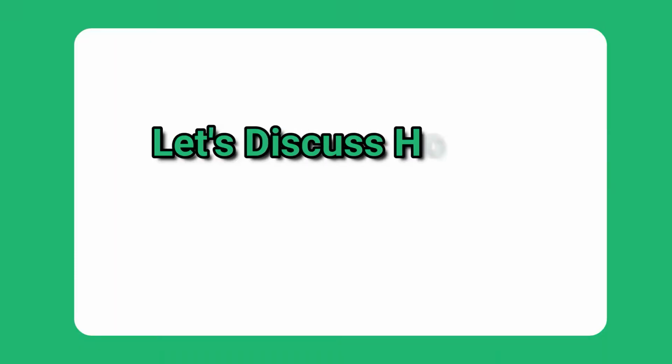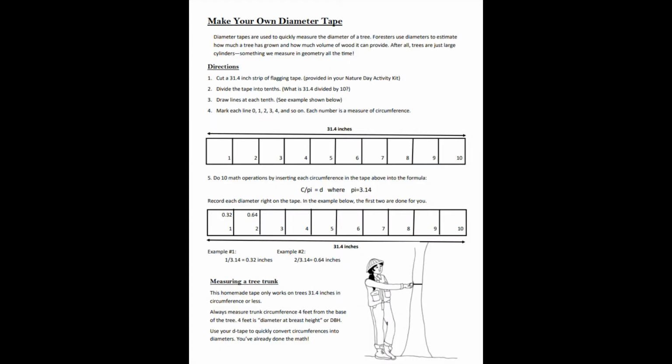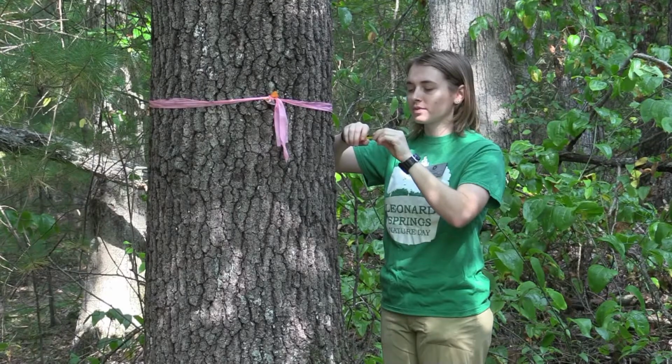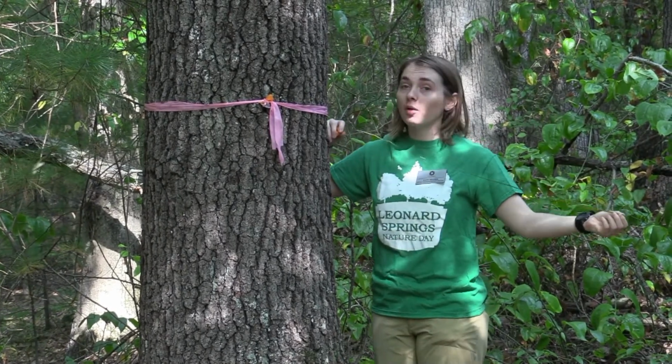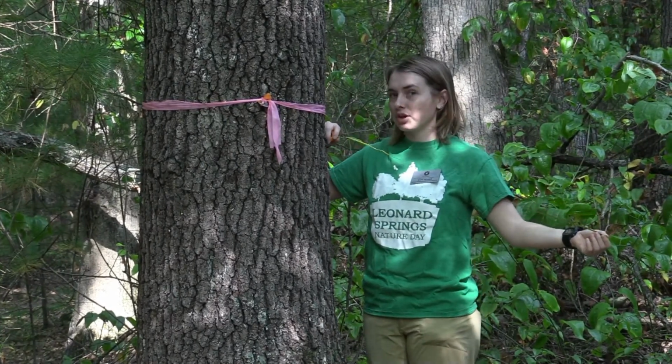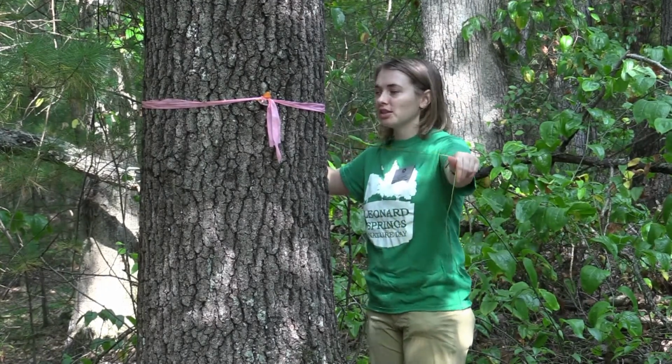So think about where 4 feet is on you and get up to that tree around that point. Now let's discuss how to take the DBH measurement of a tree. Note that you should have received a printed sheet with instructions on how to create your own DBH measuring tape. You will need a ruler, calculator, and marker to add measurements to the flagging tape provided. You're going to take your tape. You might need someone to help you with this if you're doing a particularly large tree. And you're going to put it around your tree.